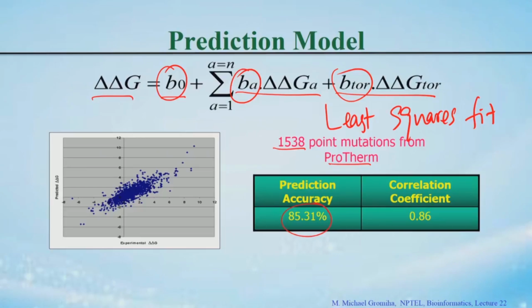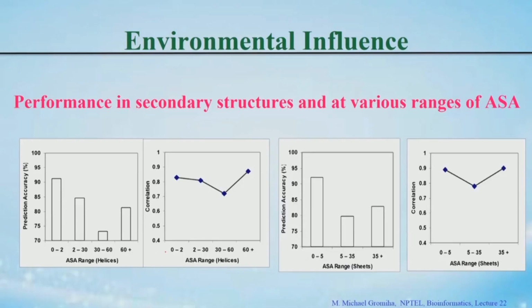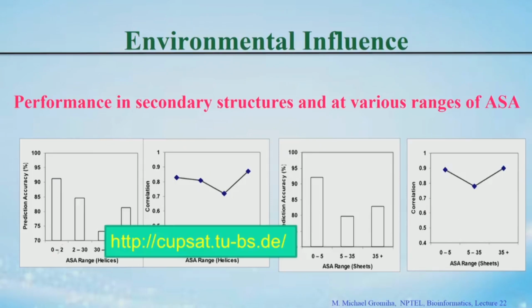Accuracy means distinguishing stabilizing and destabilizing mutants, and the correlation is the exact relationship between experimental and the predicted values, which is 0.86. Now, the question is how this performance varies with respect to secondary structure or with respect to solvent accessibility. So, I show the data. We classify the ASA in different ranges, 0 to 2, 2 to 30 and so on. These numbers also we made a classification such a way that the data can be related with the stability with the highest performance. So, accuracy is about 90% if it is buried.